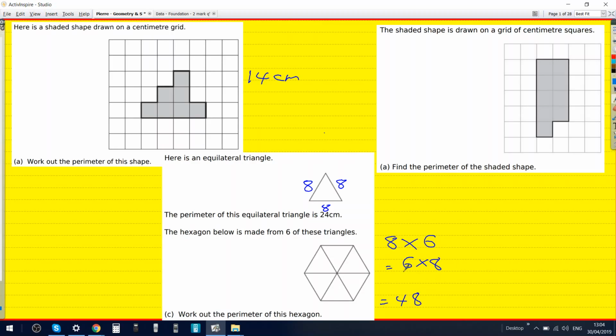So double 6. Double 6 is 12. Double 12. 24. And double 24. 48, sure. And that works because 8 is the same as 2 times 2 times 2. Right. Okay, I think you're good there.